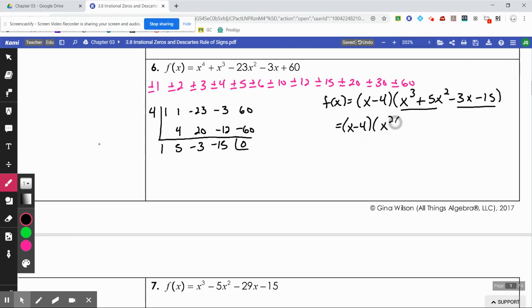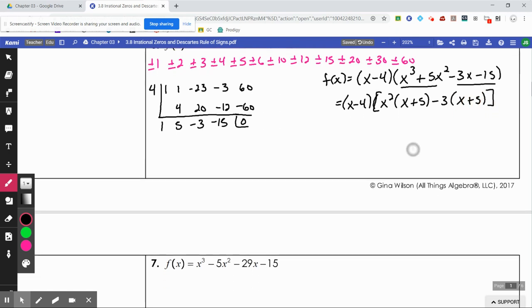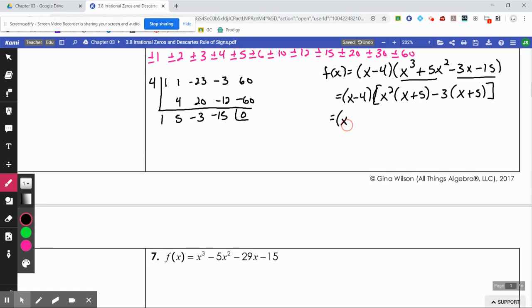Factor an x squared out of the first group. I'm going to do brackets here, so you don't have 2 sets of parentheses. You're left with x plus 5. Factor a negative 3 out of the second group. You're also left with x plus 5. So therefore, factoring by grouping is going to speed this one up a lot. X minus 4 times, pull out the x plus 5, and you're left with x squared minus 3.